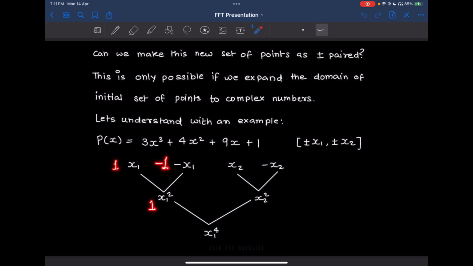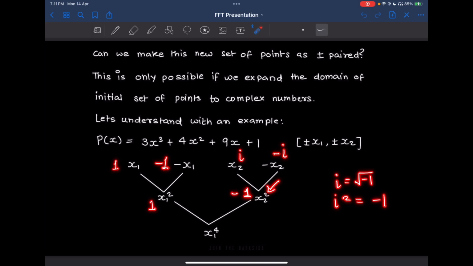What other points can we choose for x2? I want at the next level that this x2 squared has to be negative 1. Now, what number squared is negative 1? Well, as far as I know, an imaginary number squared is negative 1. So this has to be i, as the definition of i is the square root of negative 1. So i squared would obviously be negative 1. Similarly, negative i the whole squared would also yield negative 1.